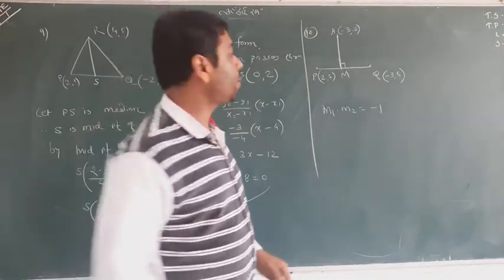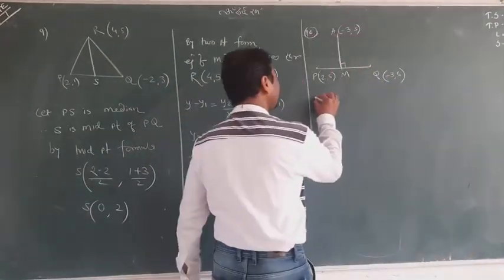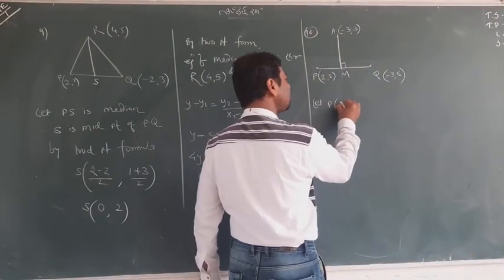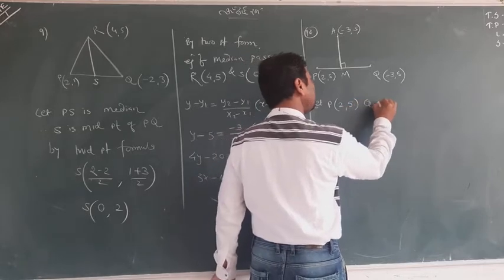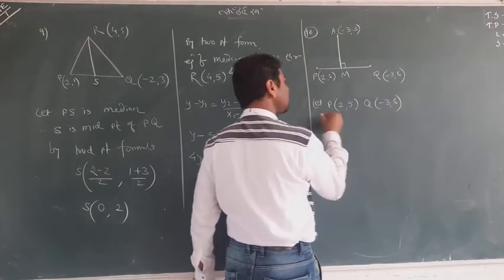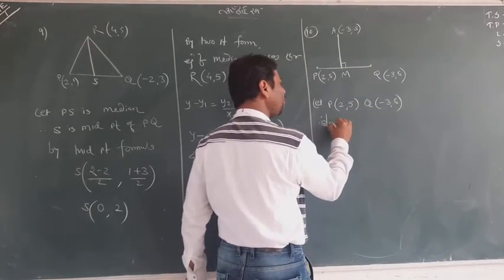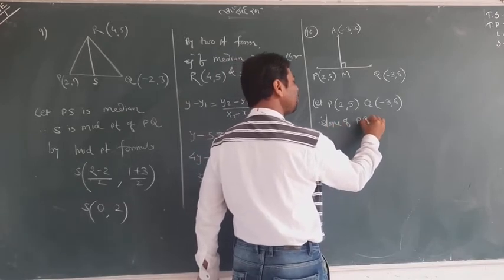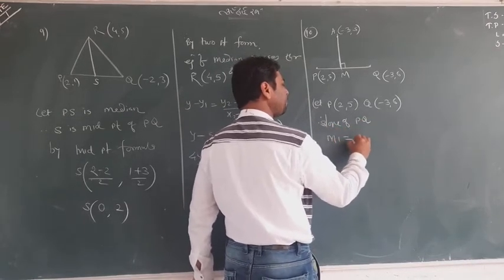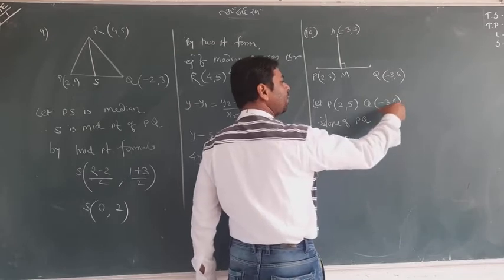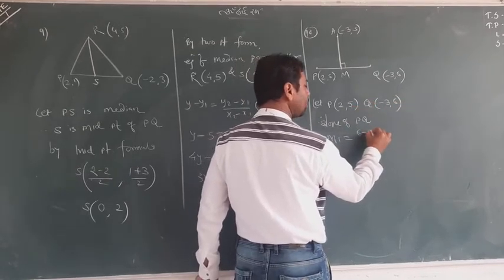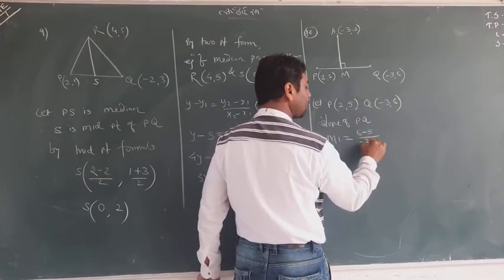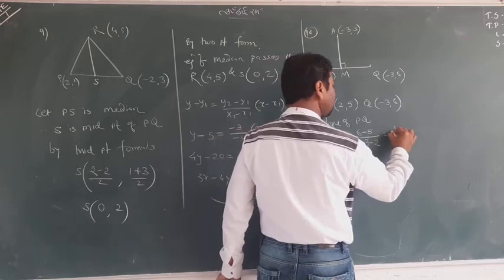So okay, first of all let P be (2, 5) and Q be (-3, 6). I will find the slope of PQ, which I call m1. You can find it by y2 minus y1 upon x2 minus x1, meaning 1 upon minus 5.